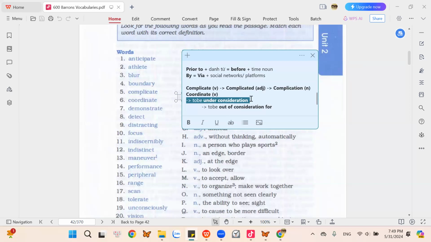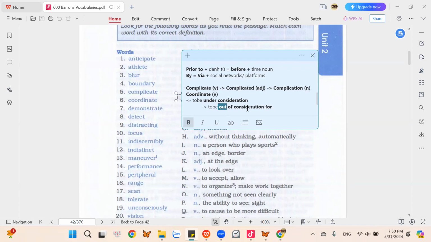Because if I have been researching for another source of knowledge, I will be able to help you guys develop English in a broader way. So that is to be under consideration. Something is in deep consideration. Something is under consideration, which means you keep thinking about something. So that is it. And right here we have a phrase, to be out of consideration for.